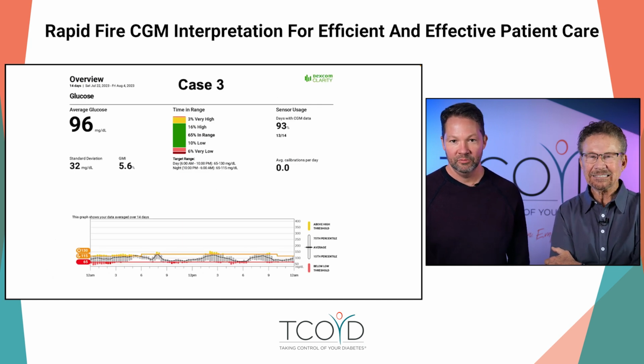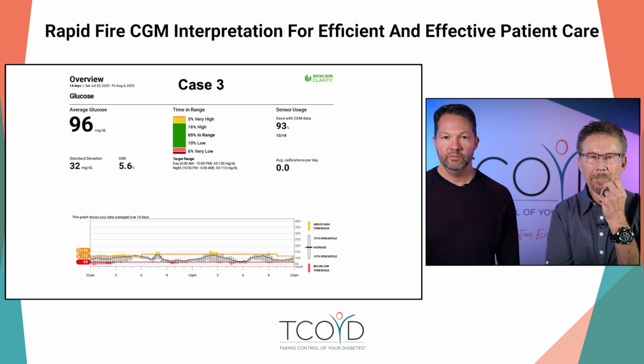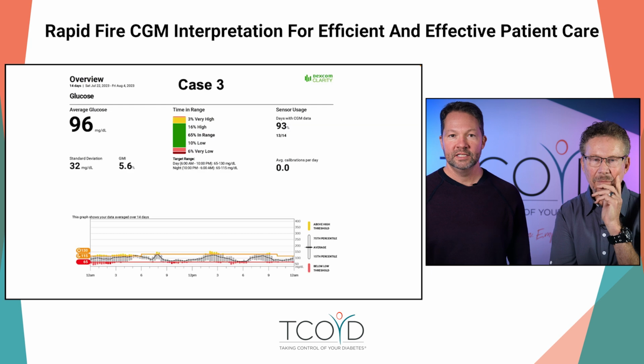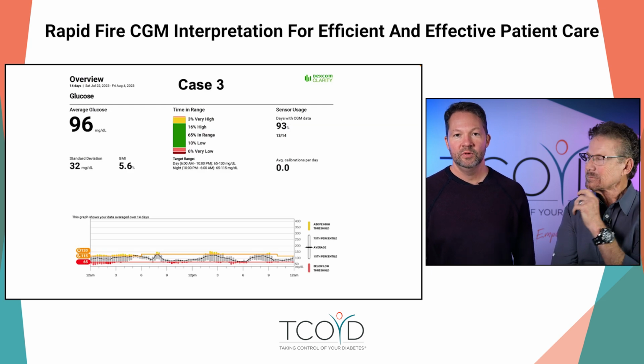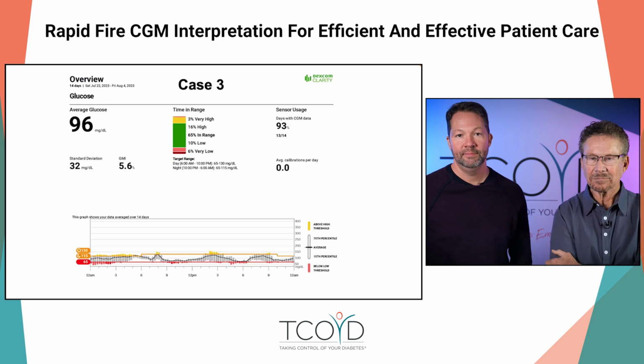So here, I'm glad you picked a case like this. So this is somebody who has an average of 96, which we give him an A1C of 5.7. Time in range is not great at 65%, but interestingly, the reason that it's not higher is not because of too much hyperglycemia, it's because of too much hypoglycemia.